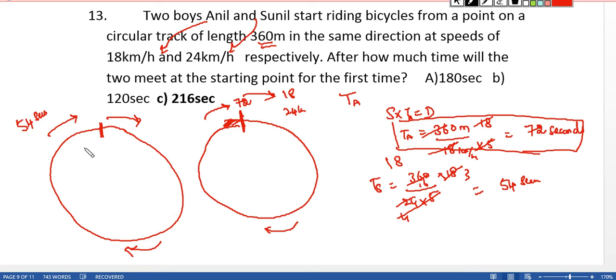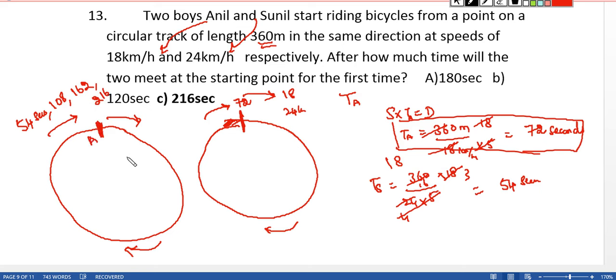In 54 seconds he would be able to cover one round and come back to his starting point. In 108 seconds he would complete his second round. In 162 seconds he would cover his third round, and in 216 seconds he would cover his fourth round and be right at the starting point.